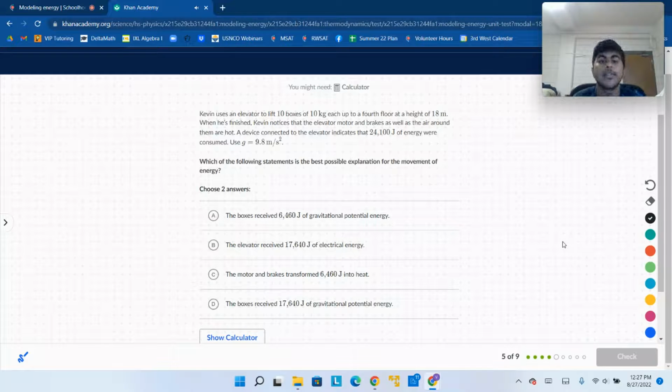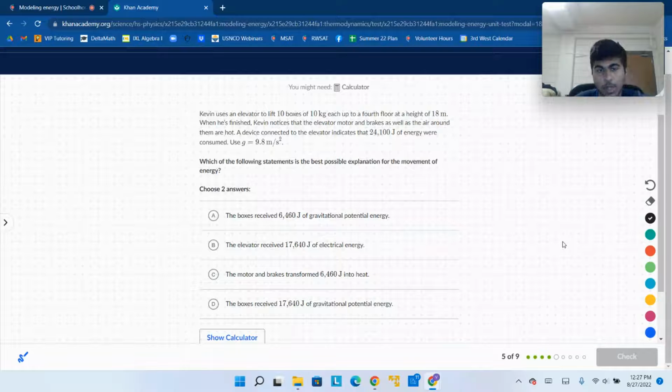Kevin uses an elevator to lift 10 boxes of 10 kilograms each up to the fourth floor at a height of 18 meters. When he's finished, Kevin notices that the elevator motor and brakes, as well as the air around them, are hot. So that's going to be thermal energy, right? If it's hot, thermal energy. A device connected to the elevator indicates that 24,100 joules of energy were consumed. Use g equals 9.8 meters per second squared.